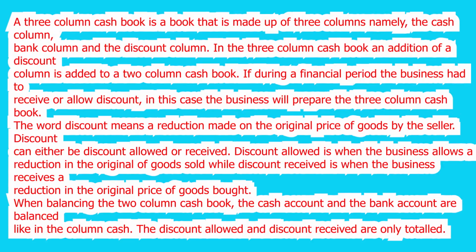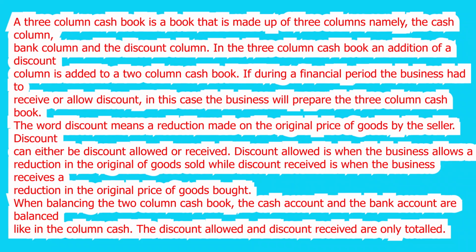Let us now look at the three-column cash book. A three-column cash book is a book that is made up of three columns, namely the cash column, bank column, and the discount column. In the three-column cash book, a discount column is added to a two-column cash book. If during a financial period the business had to receive or allow discount, in this case the business will prepare a three-column cash book.